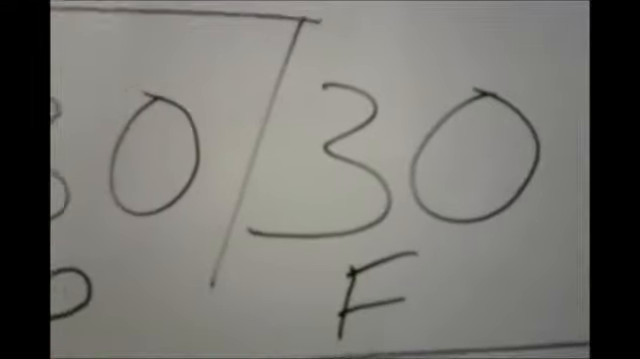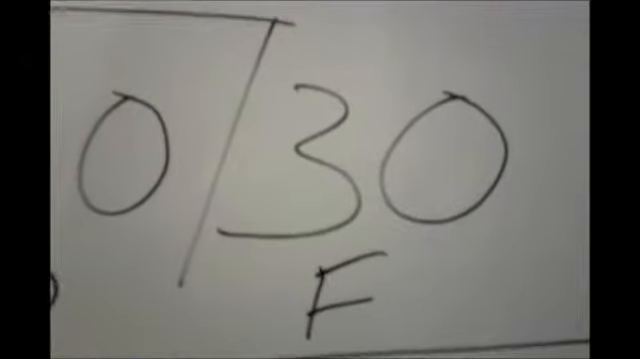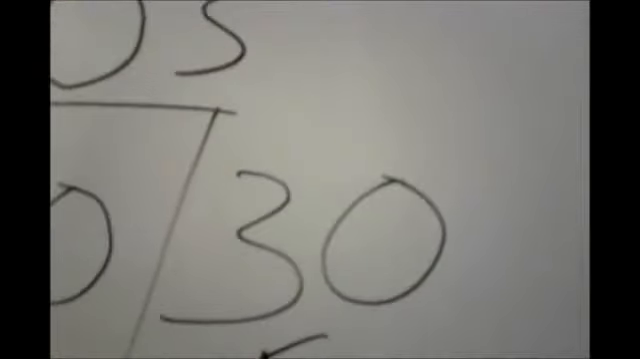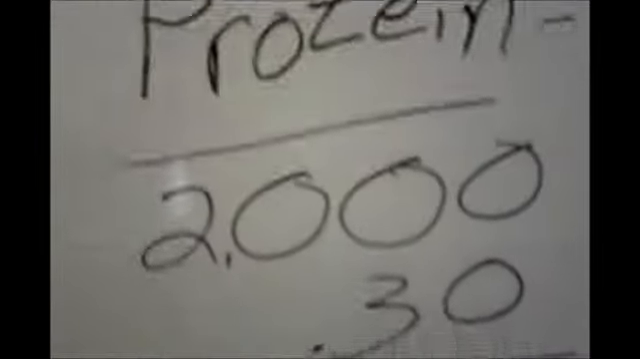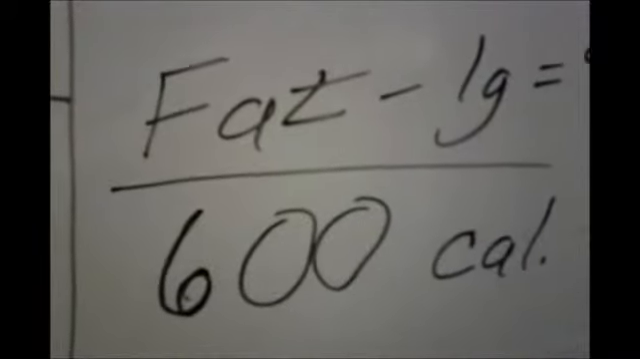Now we're going to move over to fats. We want 30% of our calories to come from fats. So instead of writing the same math all over again, this is basically the same. 2,000 calories, 30% of that is 600. So for fats, 600 calories a day come from fat.